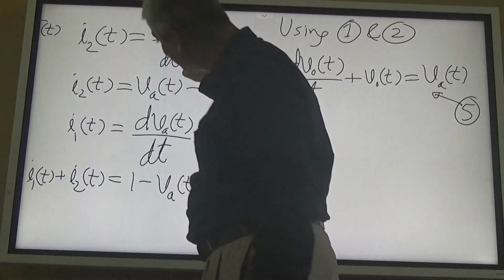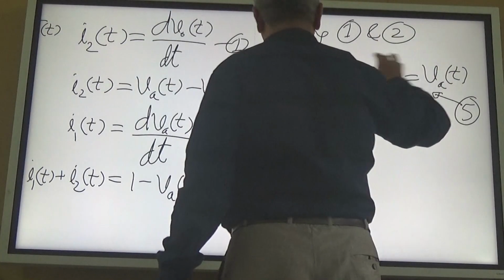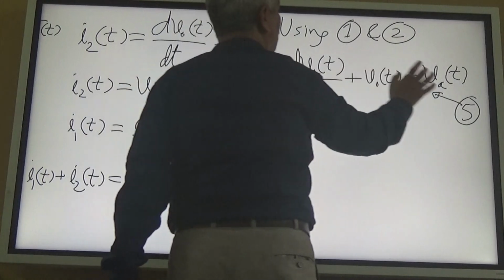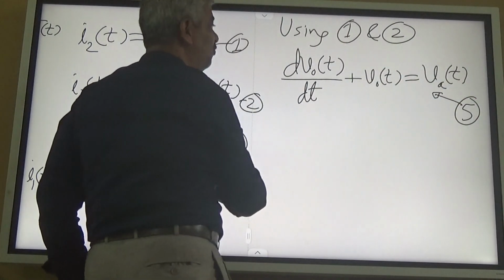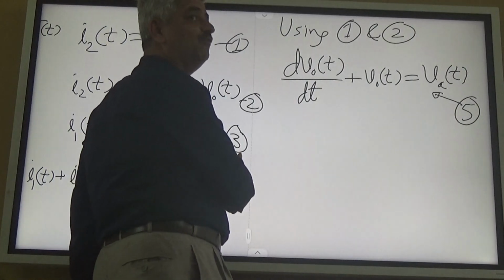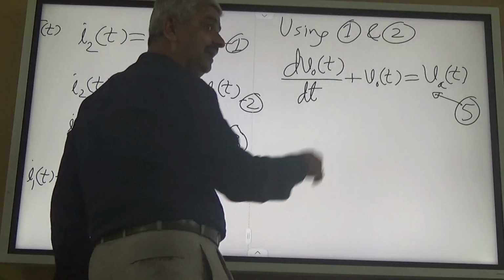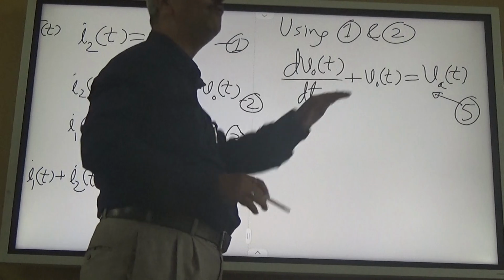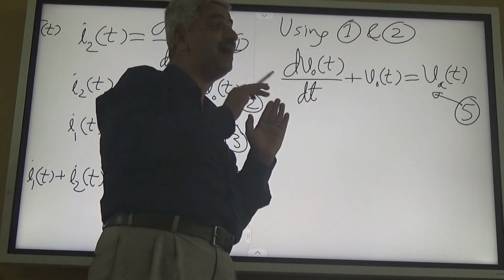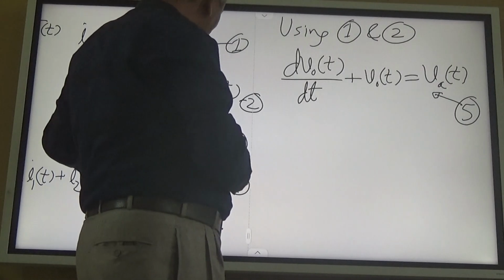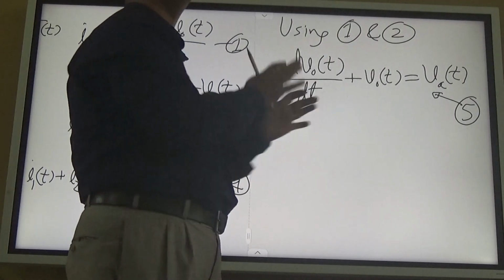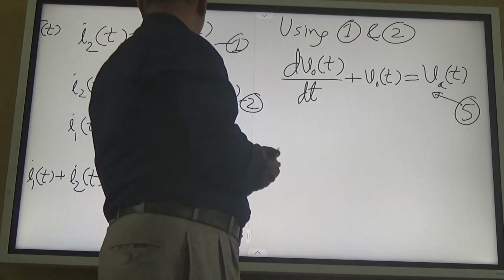So using these two, you got this. Now using these two, you again get the expression for VAT. What is this VAT? VAT as determined by the second loop. Now you determine VAT by the first loop and equate them. So how can I do that?